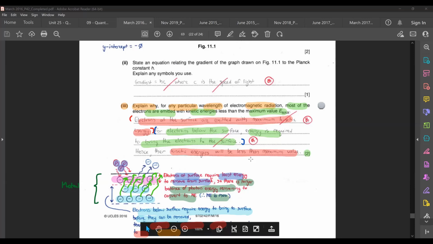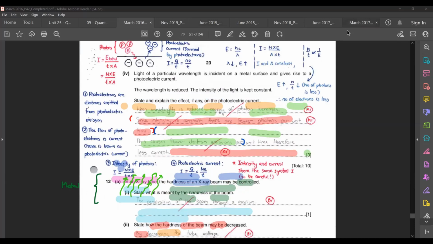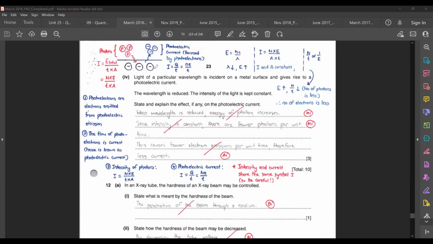Then there's another part to this question on the next page. For part 4, they mention that light of a particular wavelength is incident on a metal surface and gives rise to a photoelectric current. The wavelength is reduced, but the intensity of light is kept constant. From there, state and explain the effect, if any, on your photoelectric current. You will notice that sometimes they use the term photoelectrons and sometimes they use the term photoelectric current.